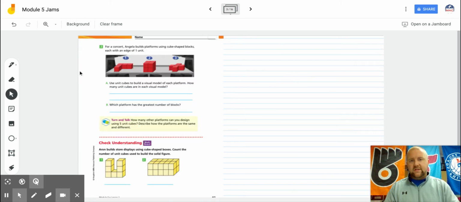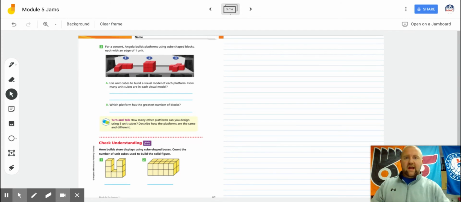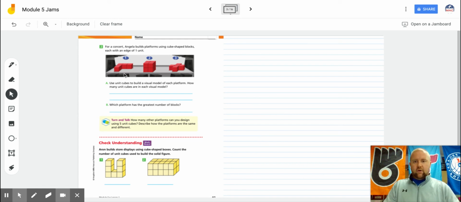So a big part of this lesson, besides just creating right rectangular prisms that are the same, a big idea is also just counting the unit cubes that are in these figures. And sometimes there are unit cubes that are being used that we can't see, and we have to kind of think about real life situations of where those unit cubes are coming from.